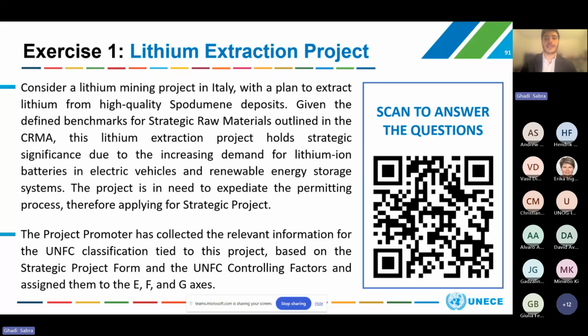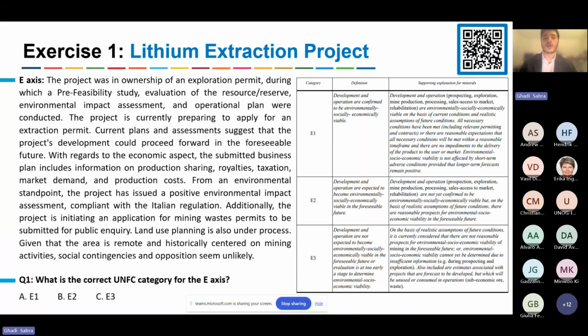Let's start with the E axis. The QR code is up on the top right corner for you to scan and join the exercise itself.